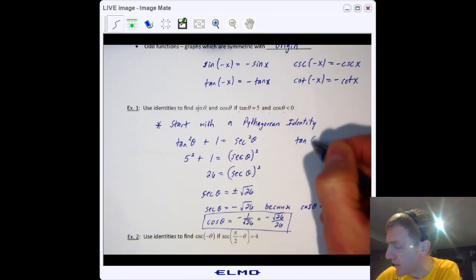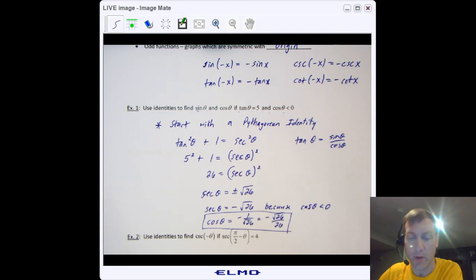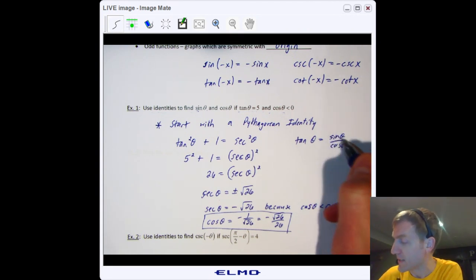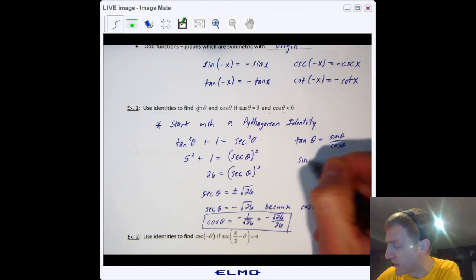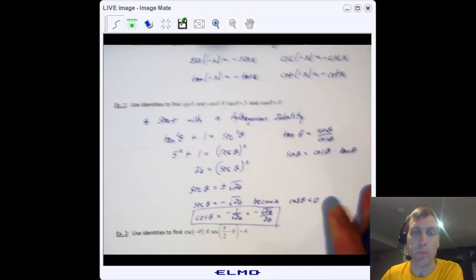I know that tangent theta is sine theta over cosine theta. Well, I want to get sine by itself. Solve for sine. Sine theta then is going to be cosine theta times tangent theta. All right. Well, I know both of those. Let's plug them in.